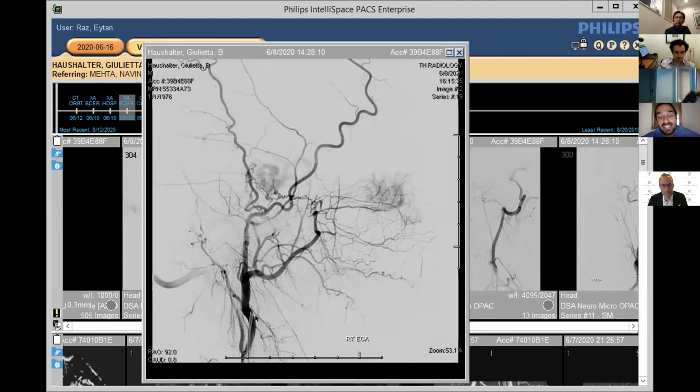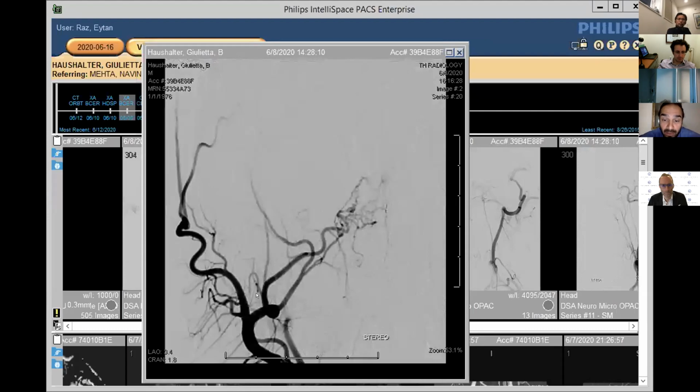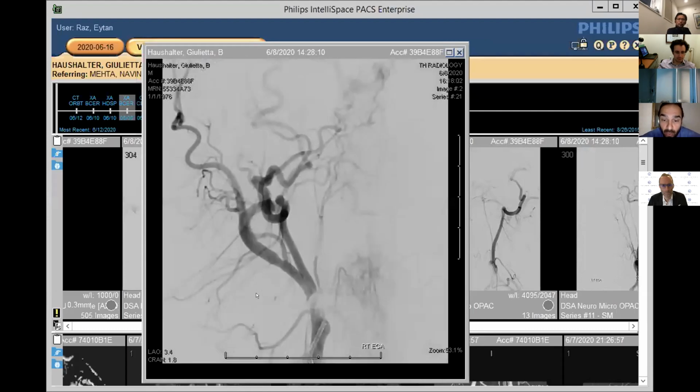Now, this is a distal right external carotid artery injection. You see the catheter is almost at the level of the IMAX. So we know that there's one vessel that is missing in this injection that can be very important, which is the ascending pharyngeal artery. And so we have to keep that in mind.